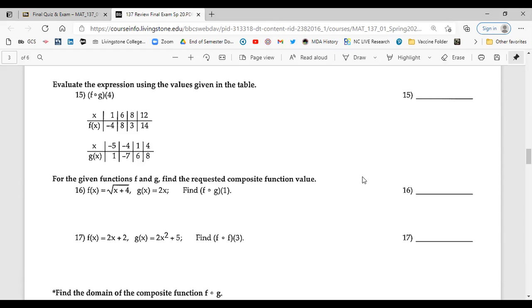And -4, 8, 3, 14. And then g of x: -5, -4, 1, 4, 1, -7, 6, 8.